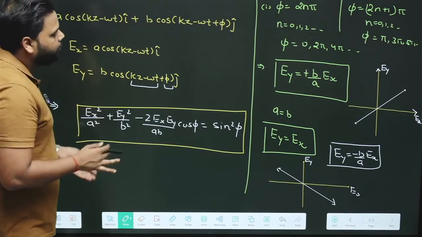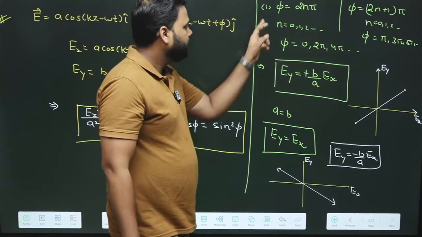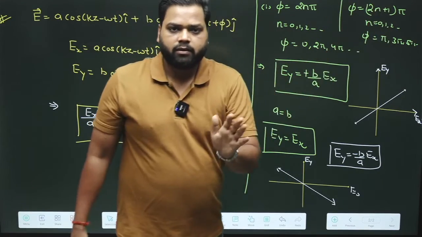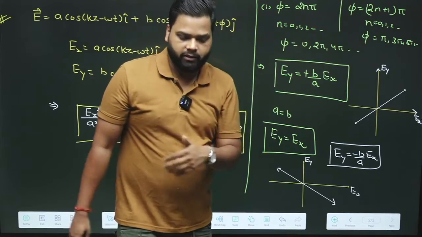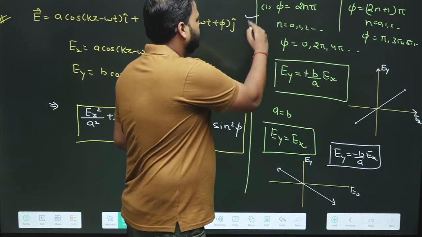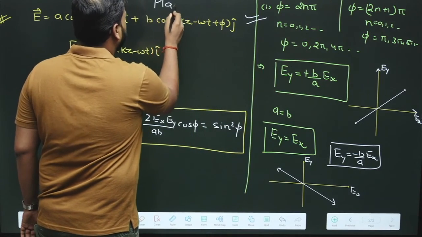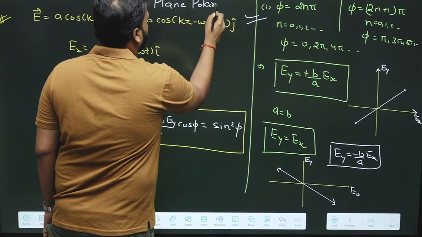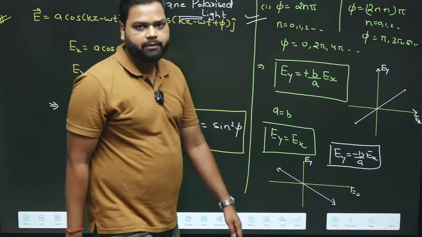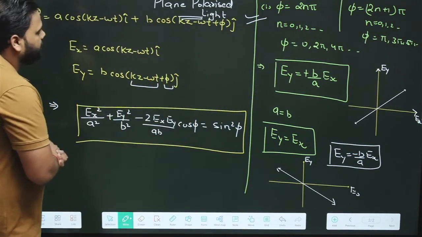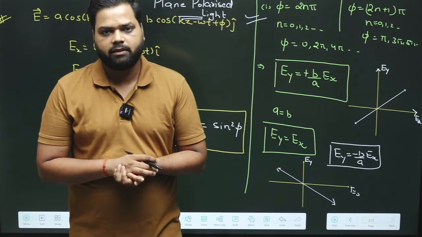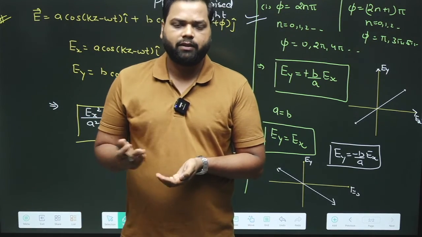So finally what we can conclude here: if the phase difference is 2n pi or (2n plus 1) pi, no matter what their amplitude is, whether the amplitude is the same or different, the light is nothing but plane polarized light. Okay. All right. So this was the recognition of the plane polarized light. In our next video, I'm going to tell you how you can recognize the circularly polarized light. Okay. And then after that the elliptically polarized light.